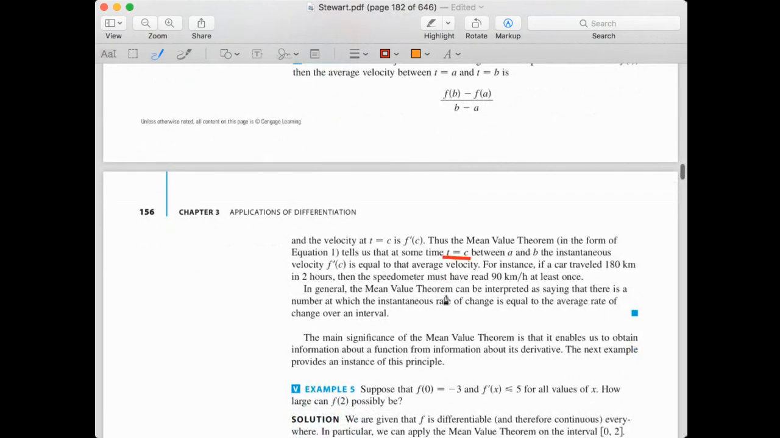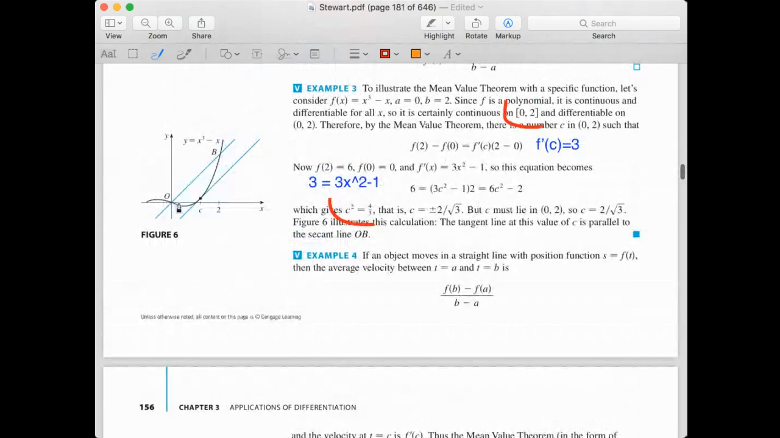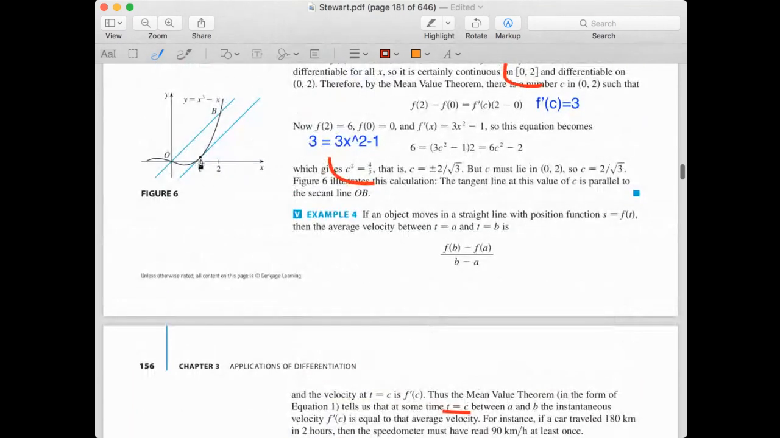So let's see this conclusion. In general, the mean value theorem can be interpreted as saying that there is a number at which the instantaneous rate of change is equal to the average rate of change over the interval. What is the average rate of change? From 0 to 2 in this case, the average rate of change is the slope of this line passing through these two points, equal to the instantaneous rate of change at this point c.